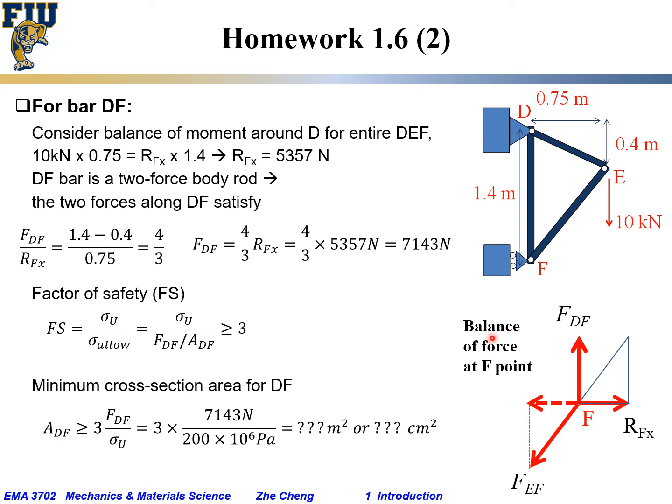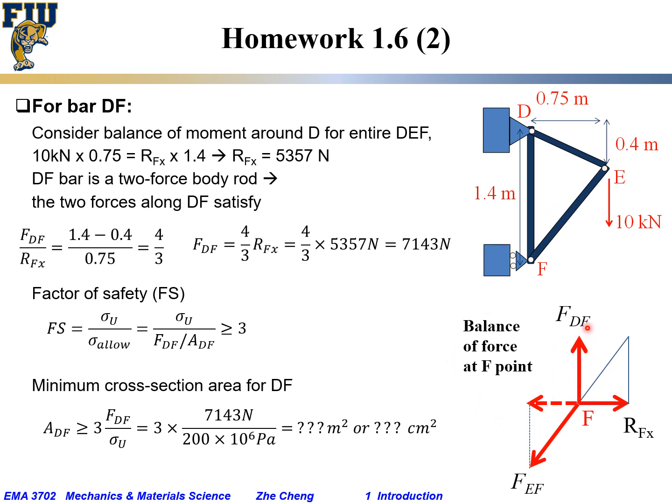Okay, again, how did we solve this problem? We first use statics balance of moment to find out the force RFX, the force horizontally pushing F out and trying to make the triangle rotate counterclockwise. And then we said both DF and EF are two force bodies, which means the net force at two ends must go along the rod axis, so this FEF must go along the rod direction.